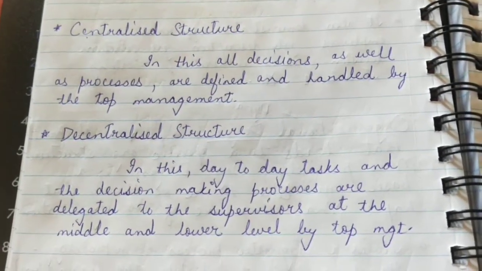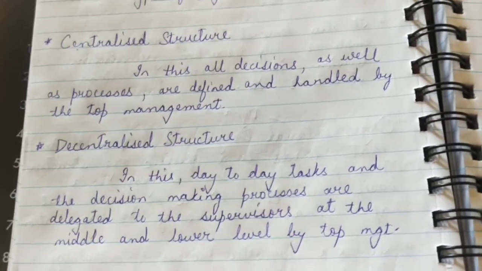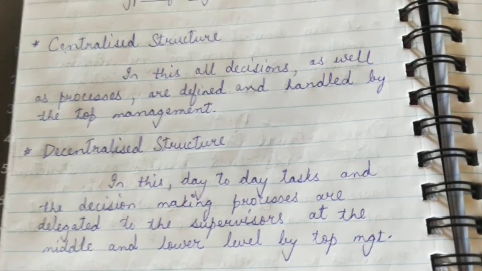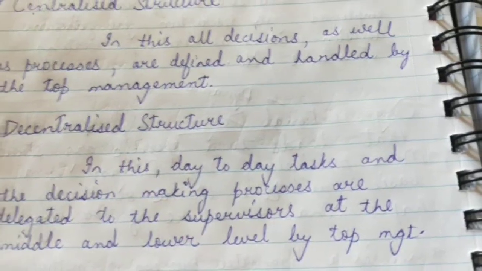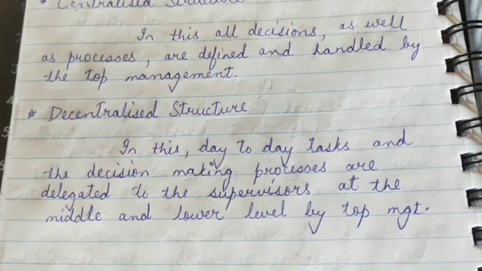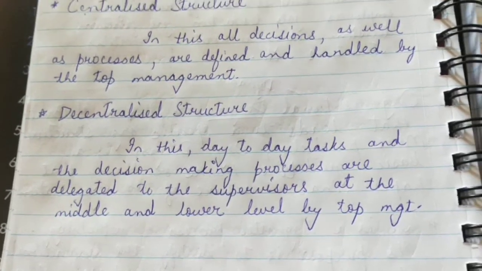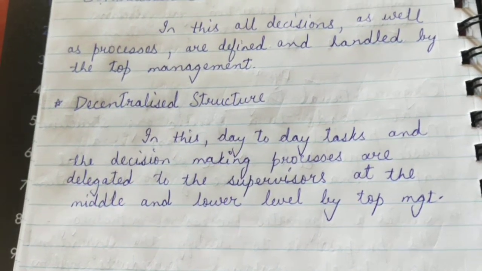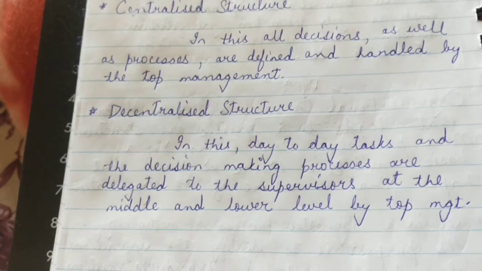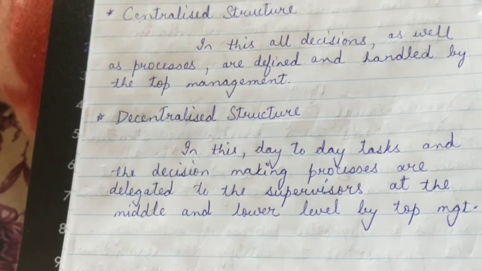Decentralized में what is done is day-to-day tasks and the decision-making processes are delegated to the supervisors at the middle and the lower level of the top management. Okay, decentralized is something where the authority is delegated, so the top management remains free for some more major decisions. So जो middle and lower level पे जो authority delegate की जाती है, तो they are more responsible for their subordinates. Like it saves time for the top management.